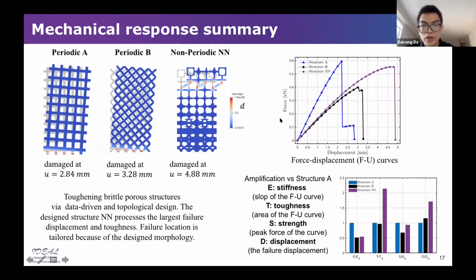And again, if you look at the detail of the force displacement curves, we know this is a very brittle structure, so you can observe the brittle behavior of the force displacement curves. So again, stiffness will be decreased, but the total energy absorbed during the displacement loading again has more than 2 times amplification, and also the best failure displacement.